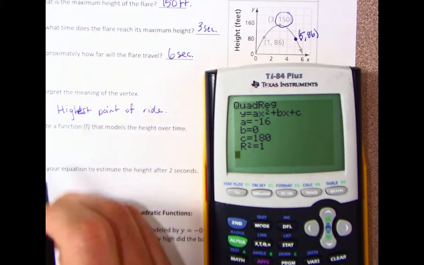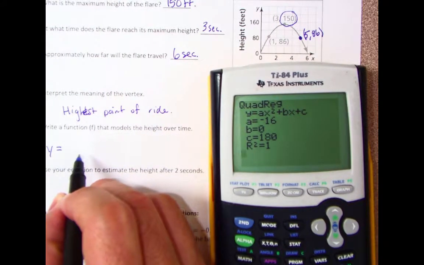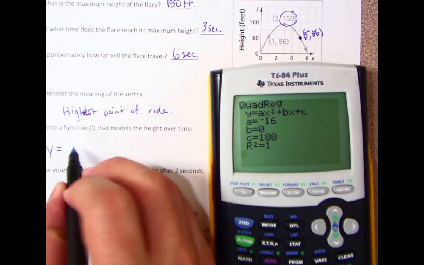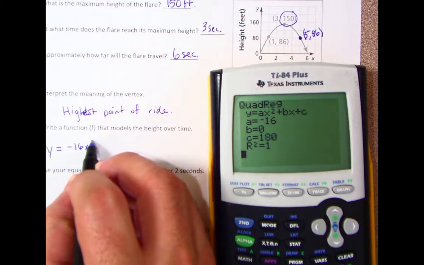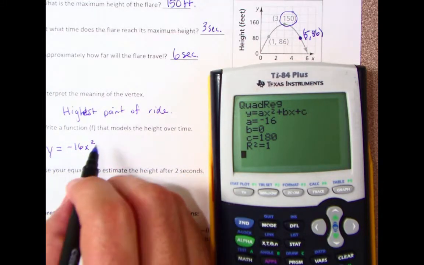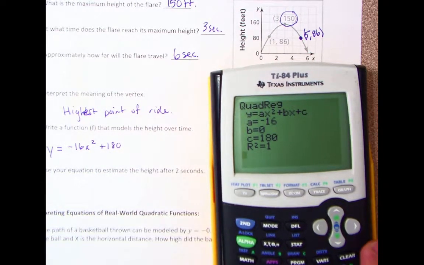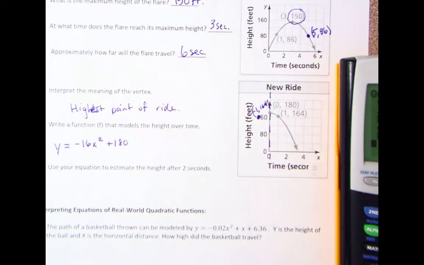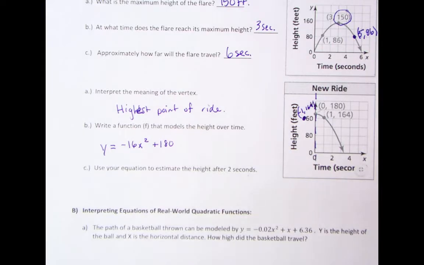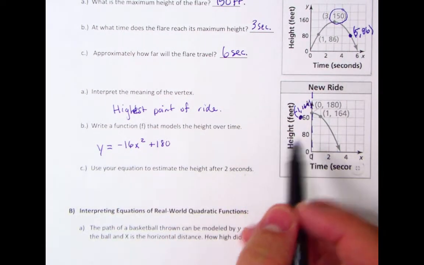But basically, our function is going to be y equals -16 for my a, so -16x squared. 0 is my b, so I don't actually have to put the b term there, and then plus 180. And that's it. That's going to be our function. So moving forward, we're going to be using that function. That would be the equation of the path of that ride.